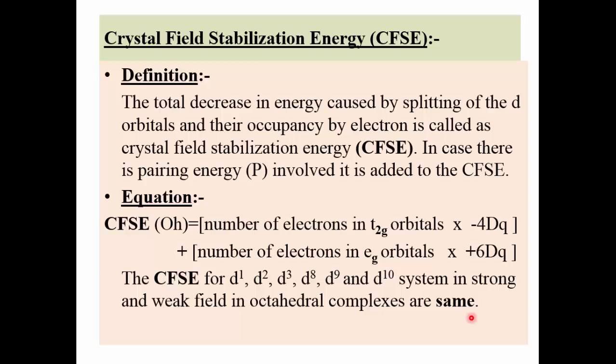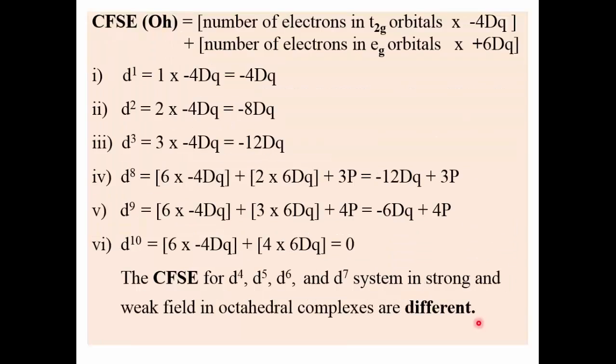Got it? There is no difference in electronic configuration when electrons are filled in strong field and in weak field octahedral complexes. Again I repeat, the CFSE in both fields for D1, D2, D3, D8, D9 and D10 systems is the same. How is it the same? Let us see. This is again the formula: number of electrons in t2g orbitals into minus 4dq plus number of electrons in eg orbitals into plus 6dq.